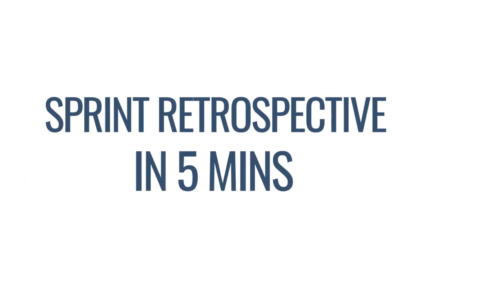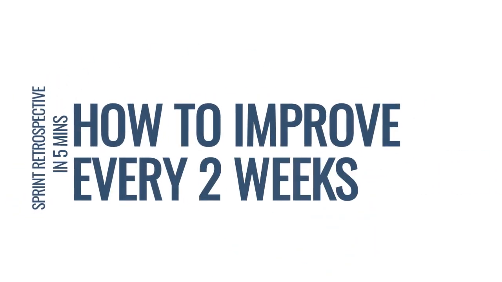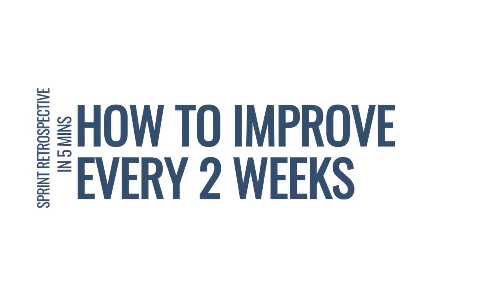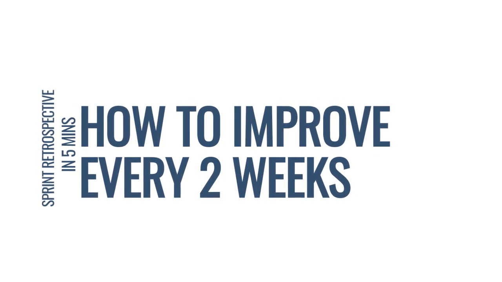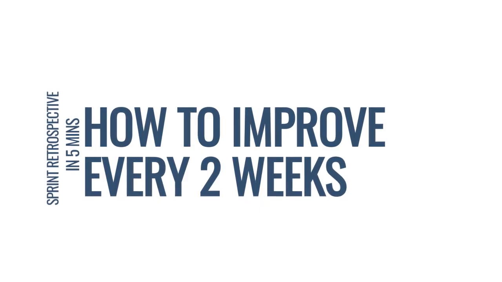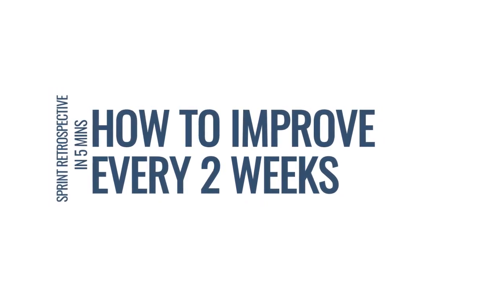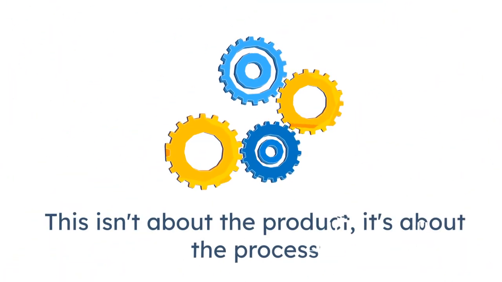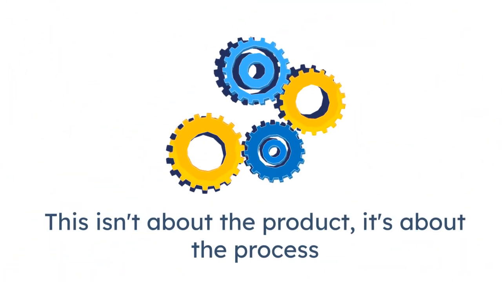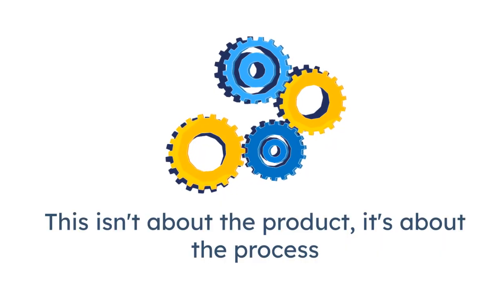Do you feel stuck in a loop of the same old problems? The same bugs, the same poor collaboration, the same frustration? The Sprint Retrospective is your escape plan. It is the final and most important event in the sprint. It's where the Scrum team inspects itself and creates a plan for improvement. This isn't about the product, it's about the process.